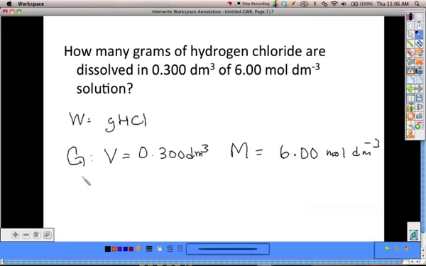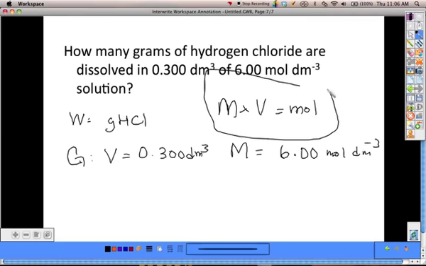All I have to do is multiply to get moles. So if I take M times V, that's going to give me moles. That's a good equation for you. M times V, which is the same as C times V, if we use C for concentration instead. That's going to give me moles, which is going to get me almost to my mass. But for mass, I also need to know my molar mass of HCl, which if I add 1.01 to 35.45, I get 36.46 grams per mole.